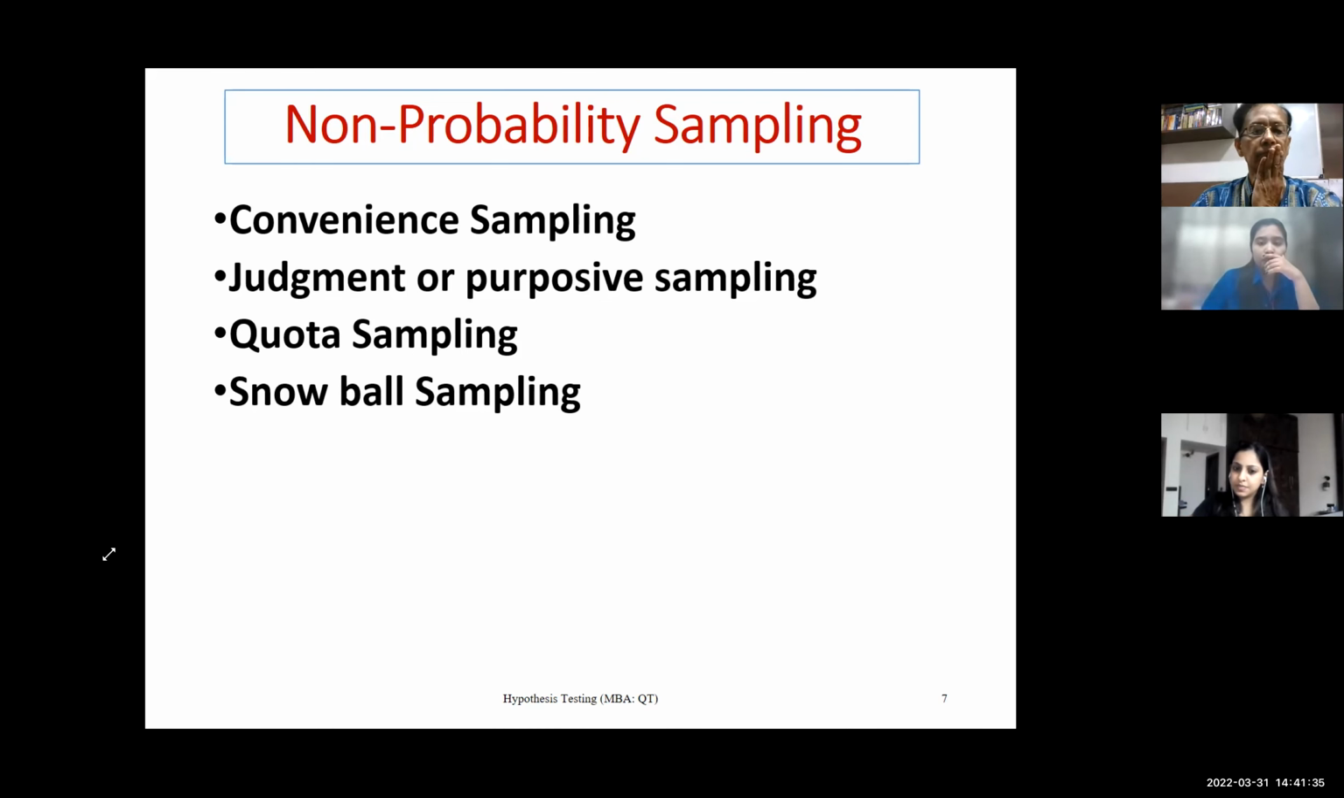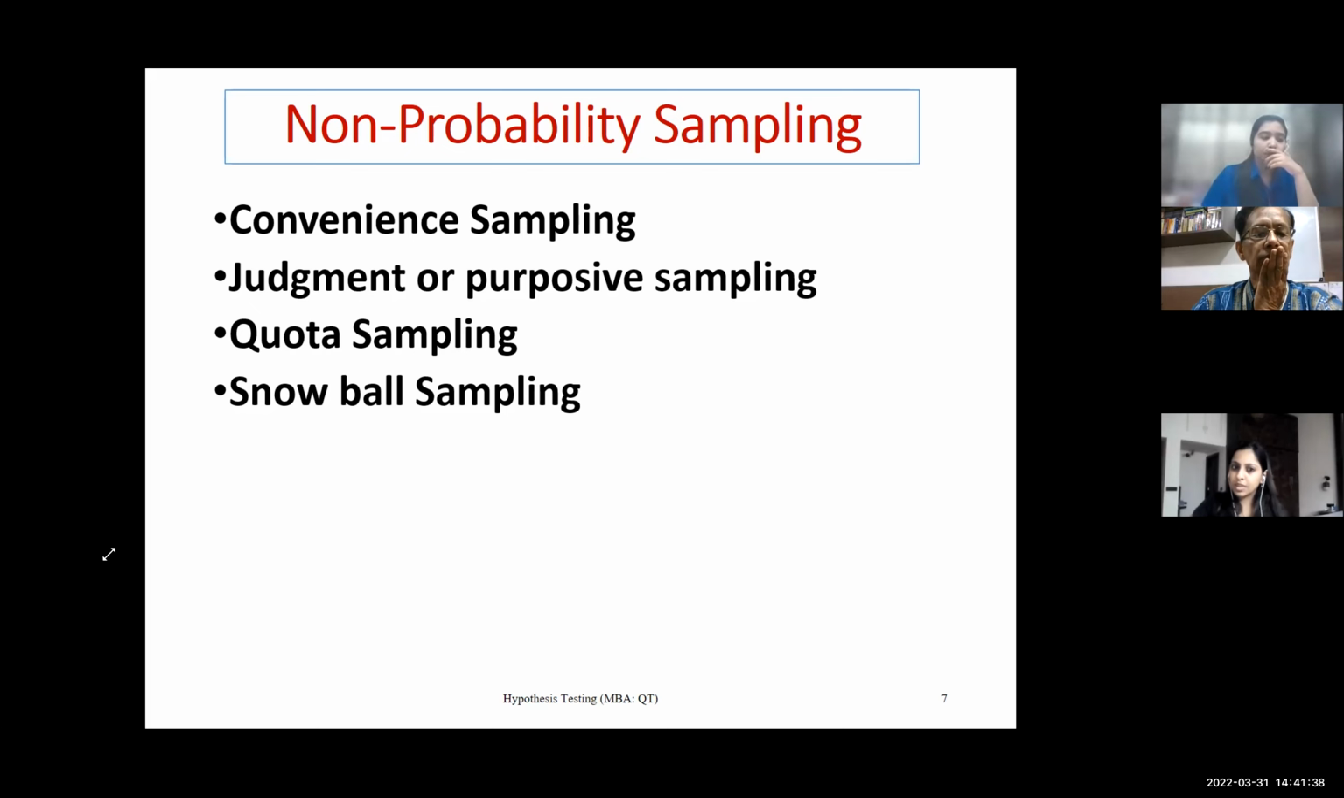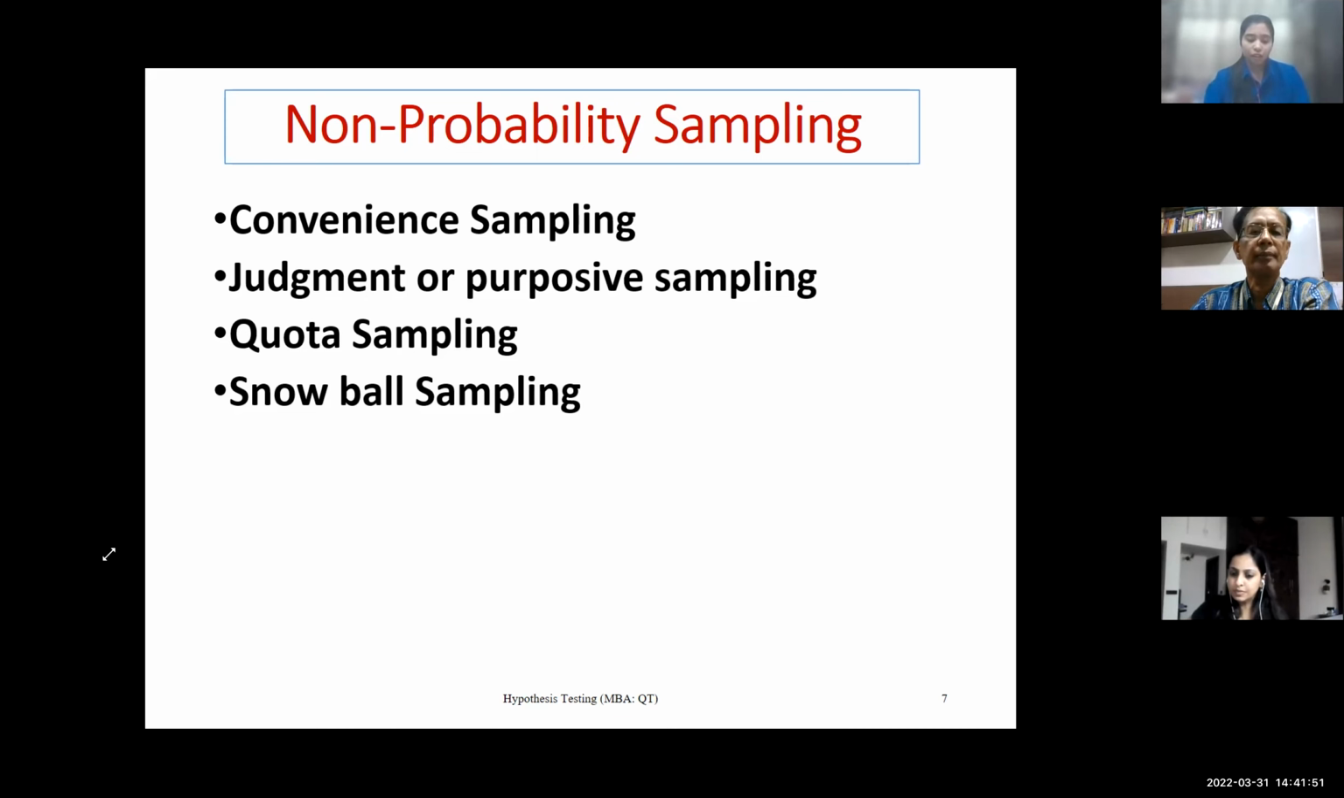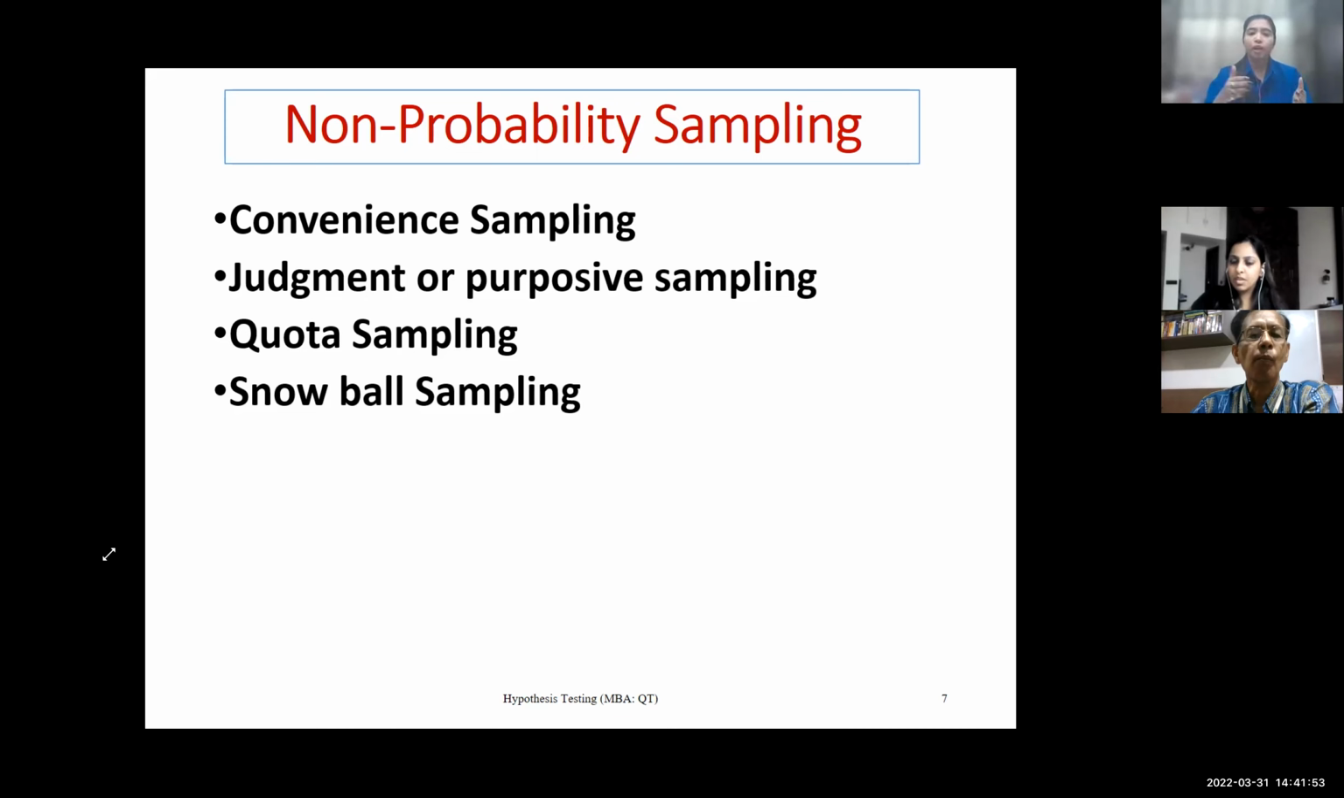Abhijit. Sir, it is like a tree kind of structure where you select one person and that person selects two persons. Each of the next two persons selects two persons each, just like that. Okay, would you like to supplement something? Abhijit told correctly. Yes, sir, as it goes from 1 to 2 and increases like this, that's why it is named snowball.